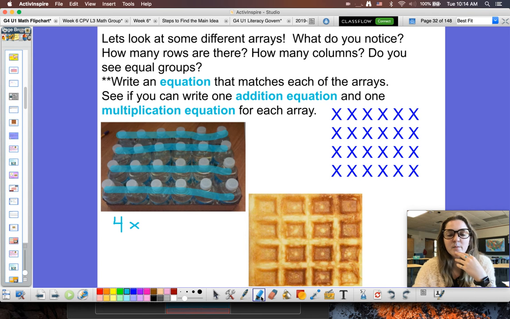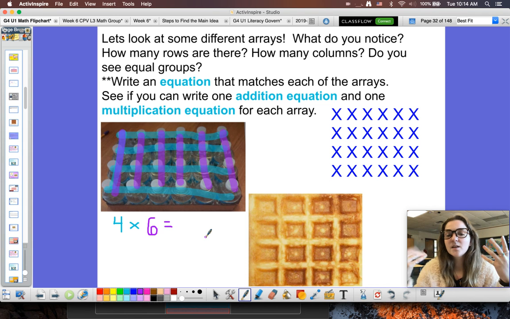Now let's see how many columns. Remember, columns go up and down. Let's see. Oh, let me get a different color. 1, 2, 3, 4, 5, 6. So we have 6 columns. So our equation will look like 4 times 6 equals 24.